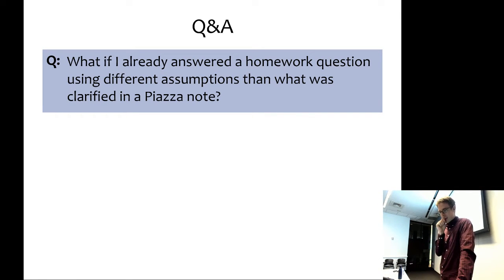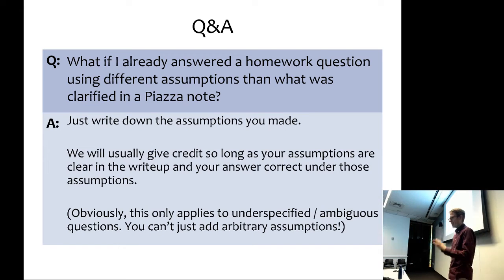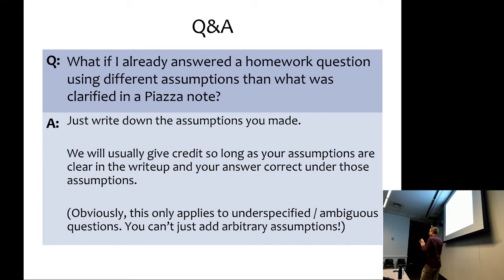Okay. So another good question that surprisingly no one has asked yet is, what if I already answered a homework question using different assumptions than what was clarified in a Piazza note? So there was this one problem in particular, 1.25, that just needed a bunch of very clear clarifications on cases where the actual question was underspecified. So this is the downside and the nice part about a first offering of homework.